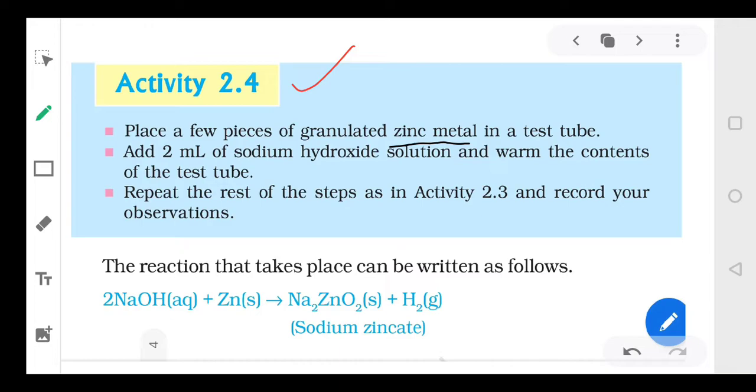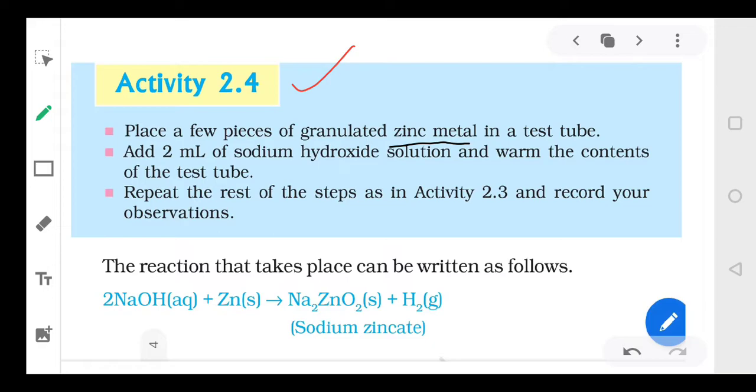Students, these activities of this chapter are very, very important. Any activity could be asked. So you have to be very particular regarding the activities, their diagrams and their observations. Write everything and draw the diagrams very well with pencil. Label them properly, right? So this is your activity number 2.4.